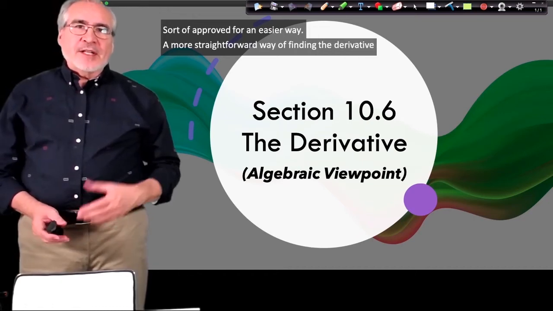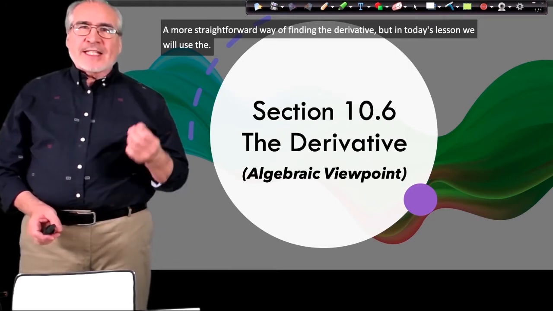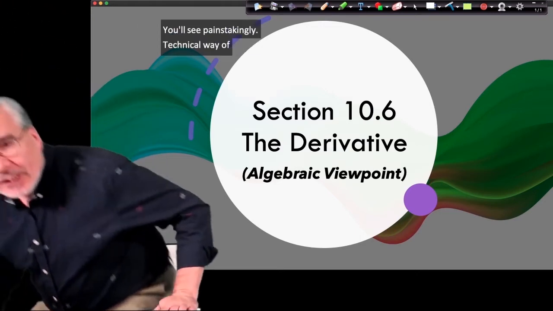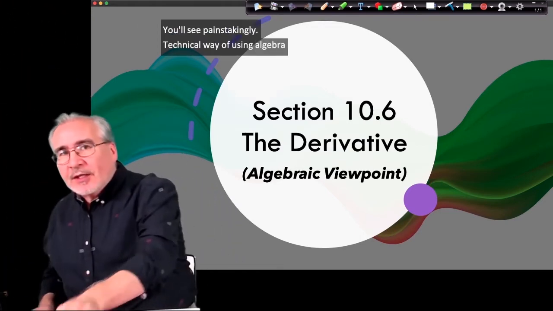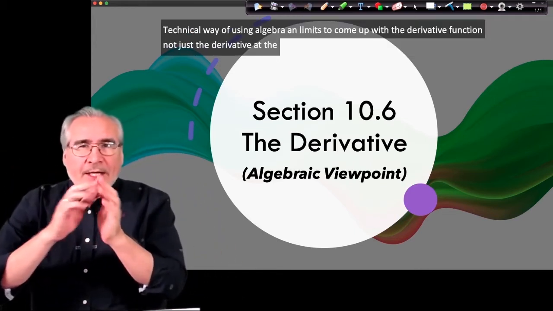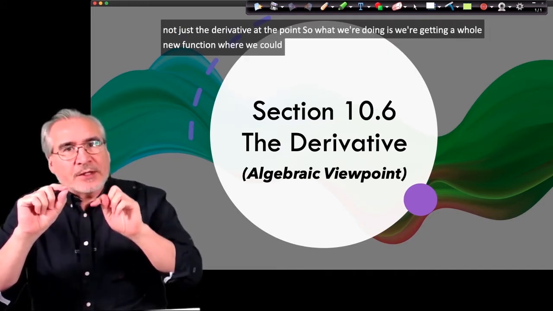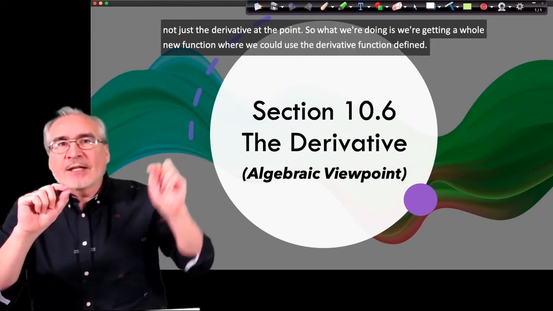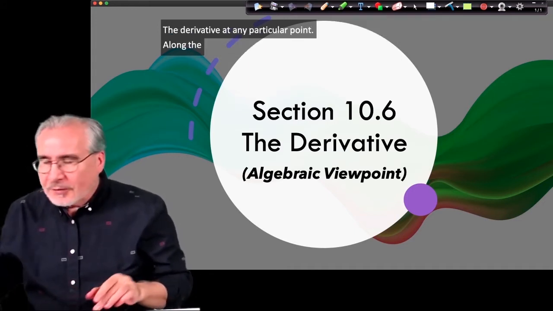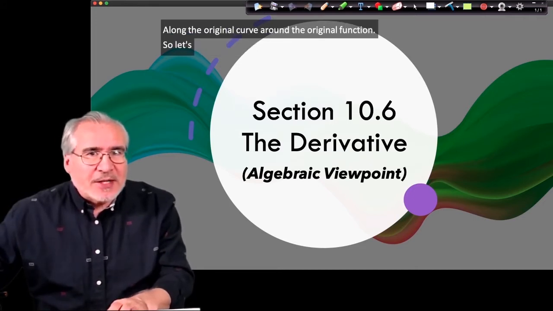But in today's lesson, we will use the, you'll see, painstakingly technical way of using algebra and limits to come up with the derivative function, not just the derivative at the point. So what we're doing is we're getting a whole new function where we could use the derivative function to find the derivative at any particular point along the original curve, around the original function. So let's just get started and you'll see what I mean.